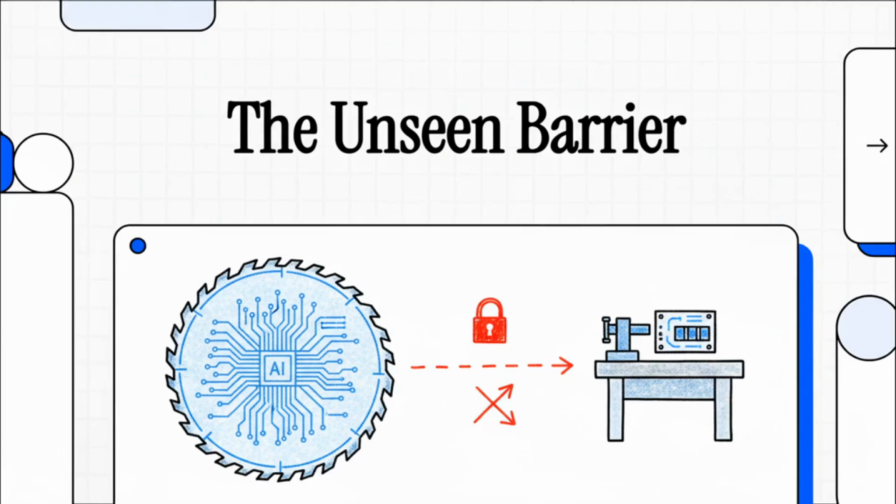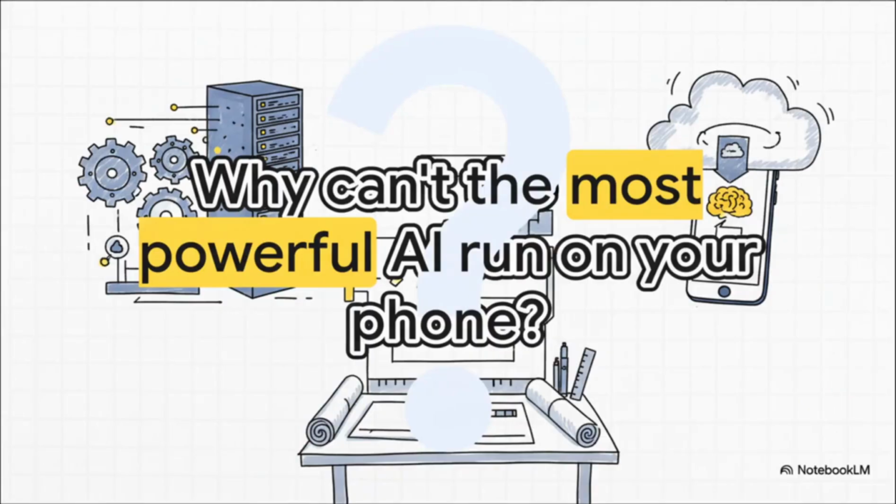All right, let's dive right in. Today, we're going to talk about a fascinating and very physical problem right at the heart of artificial intelligence. We're going to pull back the curtain on this unseen barrier that exists between a powerful AI and the computer it runs on. And it's a barrier that explains a lot, like why the most advanced AI can't just live on your phone.